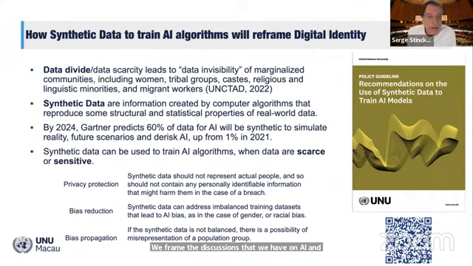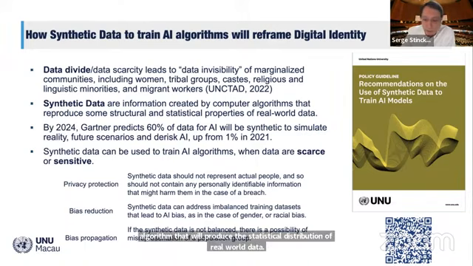At UNU, we are very interested to understand the interrelationship between digital technologies, including AI, and sustainable development. And we know that the data divide is a very important issue that leads to data invisibility of marginalized communities. AI systems might take decisions for people who are not represented at all. So one alternative is to use synthetic data, so data that are created by computer algorithms that reproduce the statistical distribution of real world data.